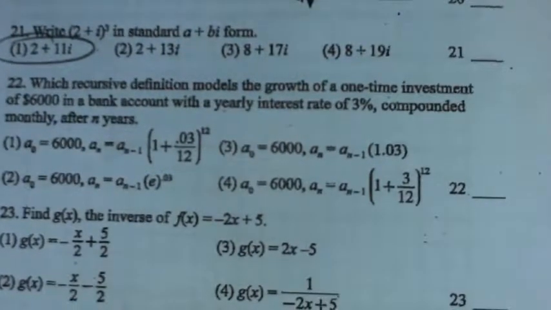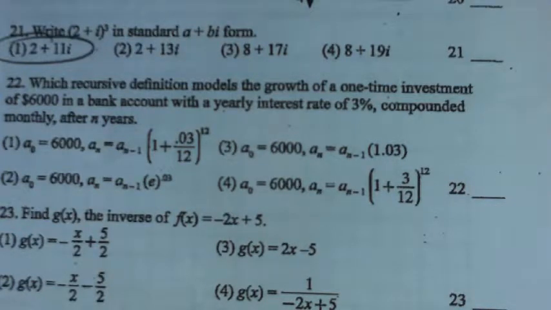Which recursive definition models the growth of a one-time investment of $6,000 in a bank account with a yearly interest rate of 3% compounded monthly after n years? So, after n years means when n is 1, after 1 year, how much money would be in there? Is it going to be $6,000 after 1 year? Right? No. It was actually $6,000 in the 0th year.